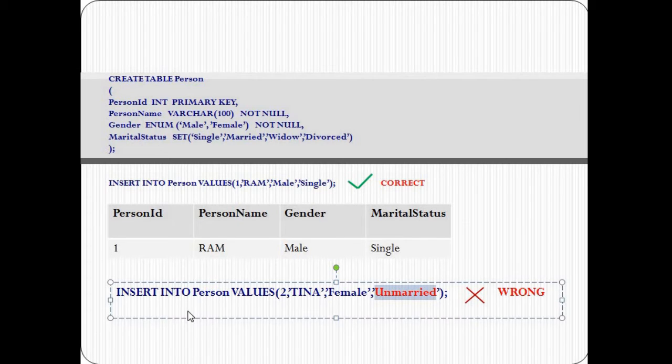As a result, this insert command, which tries to insert this record to Tina, female and unmarried, proves to be wrong, due to the fact that this insert statement does not maintain domain integrity after it tried to insert this fourth entry, unmarried, for the column named marital status.